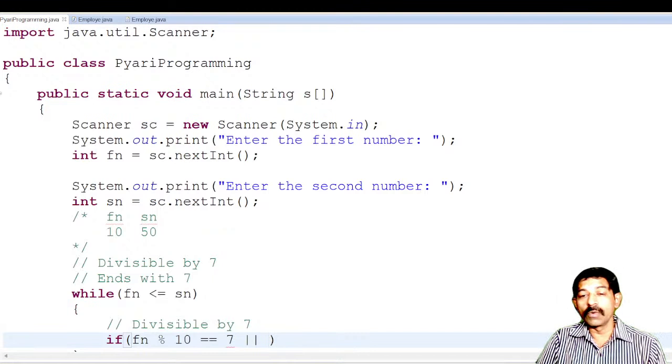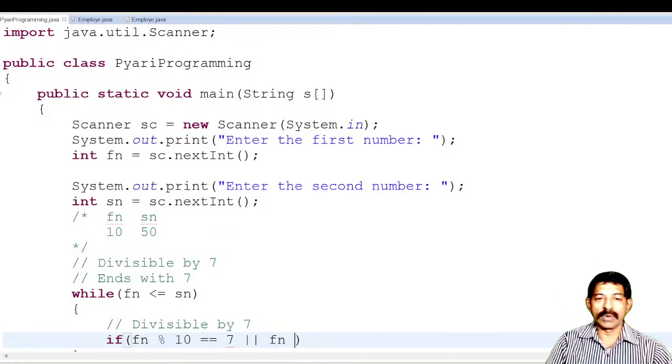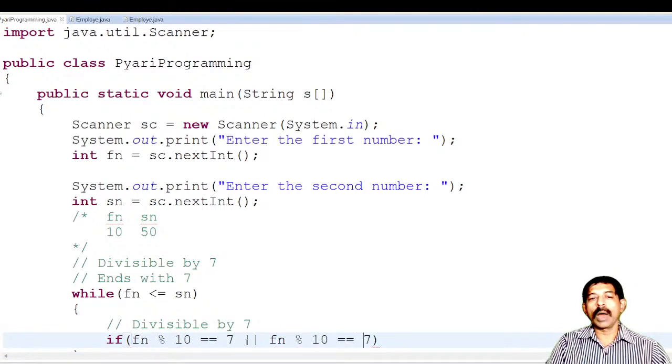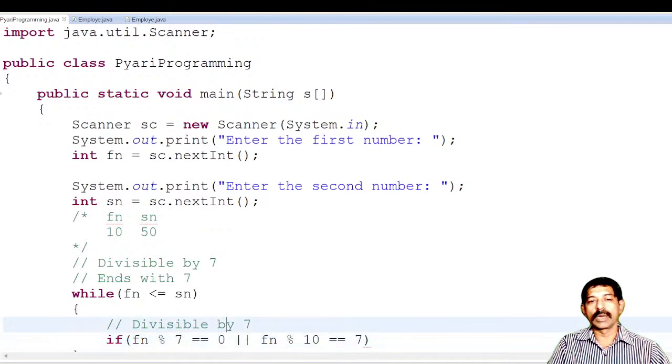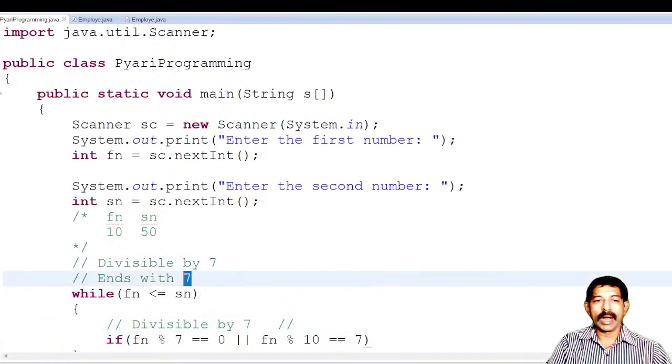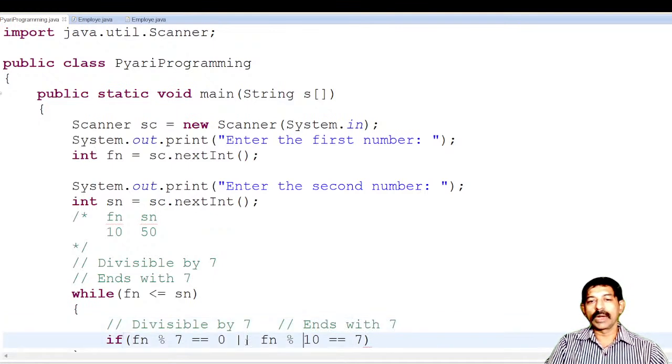Which operator will give the remainder? Modulo operator. So I will say first number modulo 10 is equals to 7. Now these two are the same. Divisible by 7 means first number modulo 7: I am dividing the first number by 7 and my remainder is 0, then it is divisible by 7. And the next is your unit digit, ends with 7. I am dividing a number by 10 and the remainder is 7.